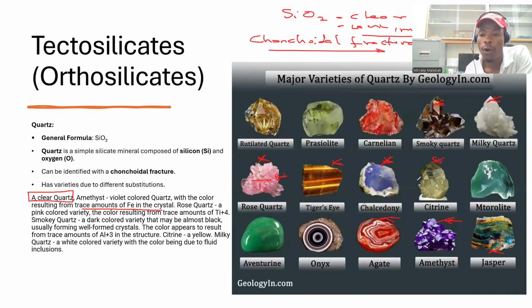And then you can have the smoky quartz, which is a dark colored variety, and it has well-formed crystals. You can see the well-formed crystals. This smoky quartz is due to aluminum 3 plus. So smoky quartz, aluminum 3 plus, and then we've got citrine, which is the yellow variety.